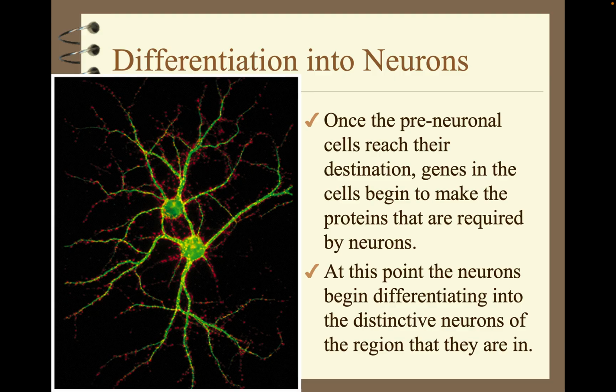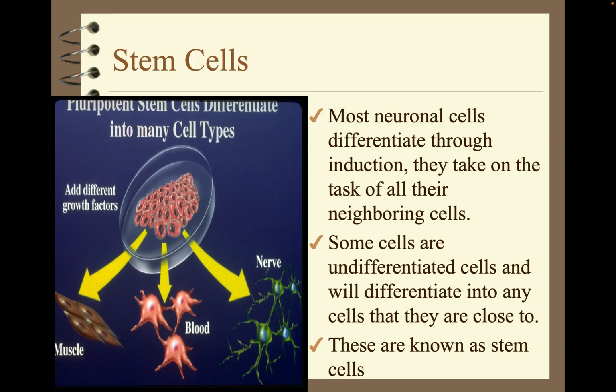Once the pre-neuronal cells reach their destination, genes in the cells begin to make the proteins that are required by neurons. At this point, the neurons begin differentiating into the distinctive neurons of the region that they are in. Most neuronal cells differentiate through induction. They take on the task of all their neighboring cells. Some cells are undifferentiated cells and will differentiate into any cells that they are close to. And these are known as stem cells. So stem cell research can be huge, but it's against the law in the United States. It was a law signed by George W. Bush back in 2008, I believe.